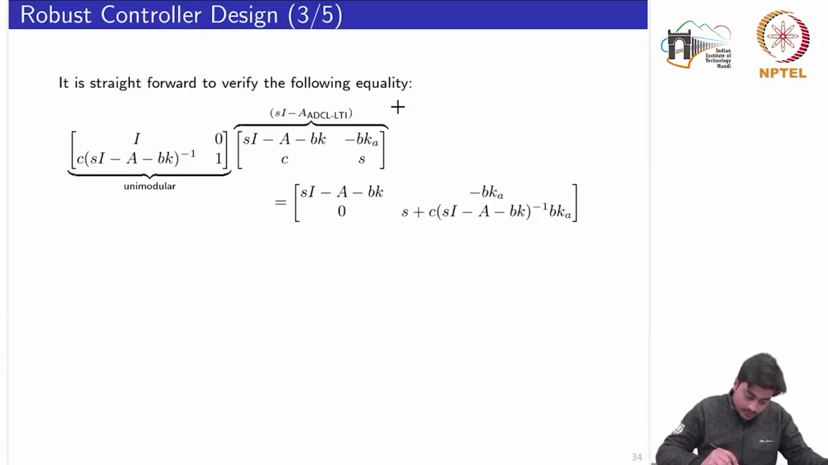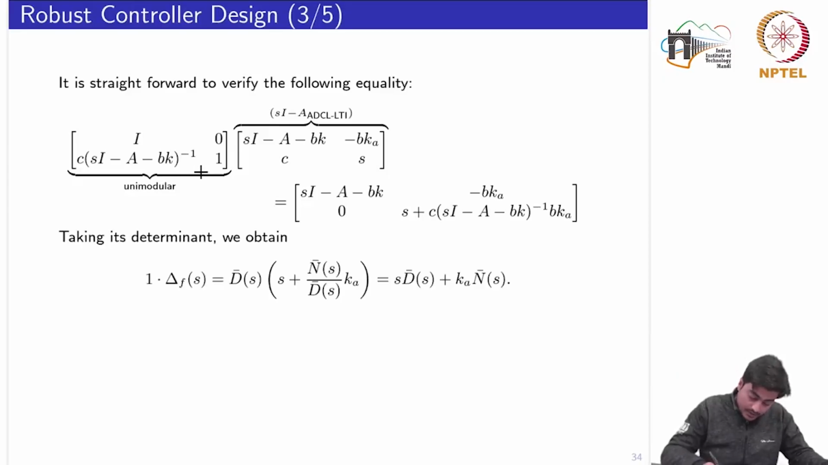Okay, now let's move further. So if I pre-multiply this matrix, which is the sI minus A matrix of the augmented disturbed closed loop LTI system, by any unimodular matrix, then by taking into account the property of the matrix, it won't change anything. So I can write it as equal to this one, where the unimodular matrix has been chosen as this one. Okay. Now taking the determinant of both sides, the determinant of a unimodular matrix would be 1.